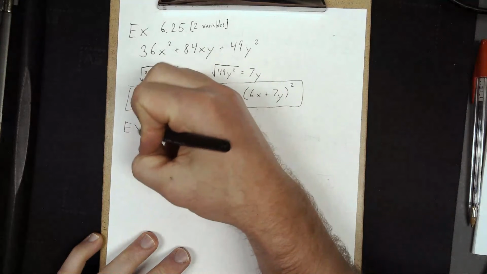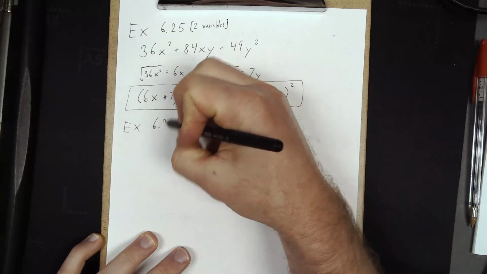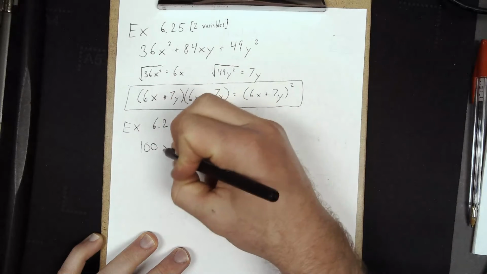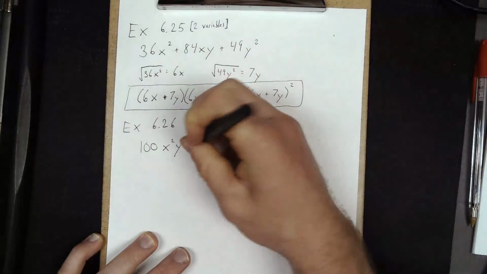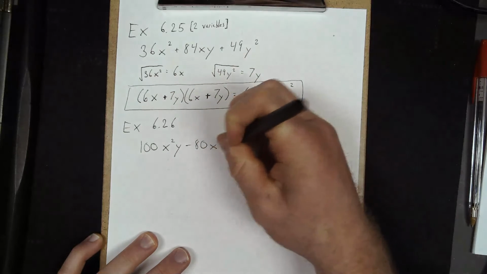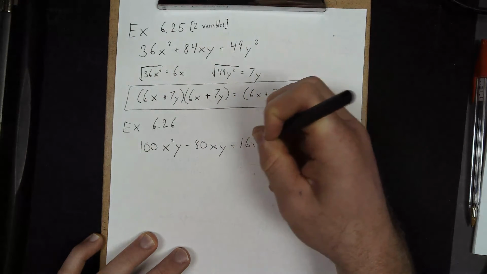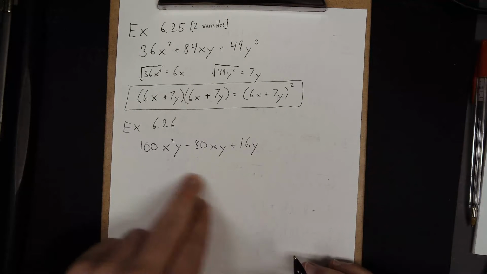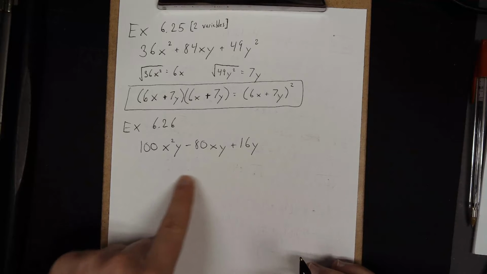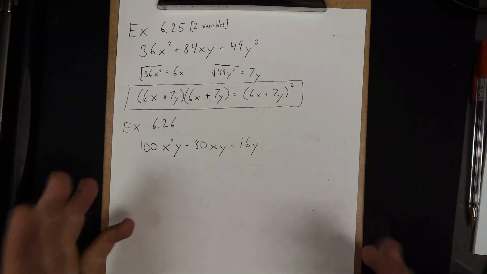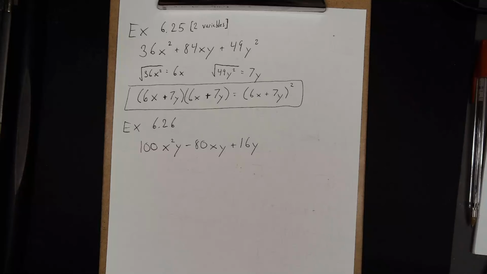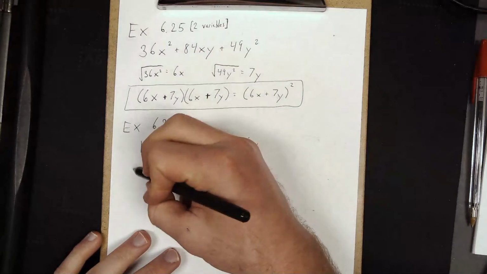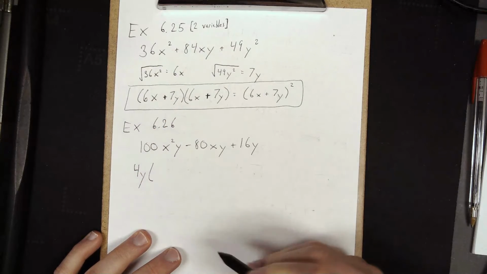All right, example 6.26. Got 100x squared y minus 80xy plus 16y. So first I'm looking for anything that these have in common. So go ahead and pause, see if you can find out what these have in common, and finish the problem yourself if you can. I'm going to go ahead, and I notice there's a 4y. They all have a 4 and a y in common.